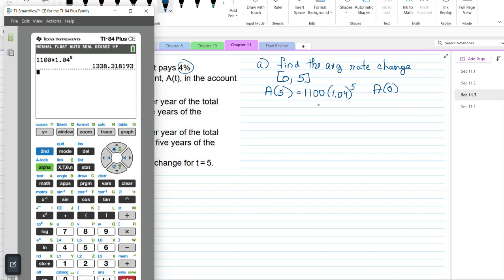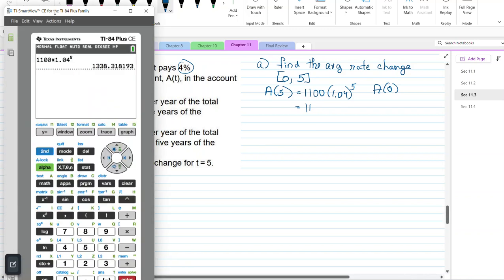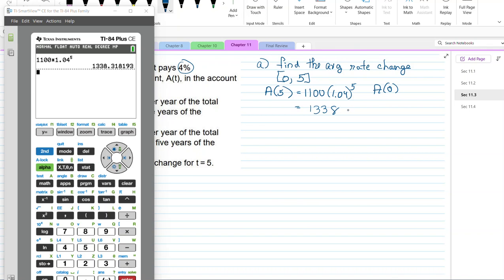And I get 1338.32. Yes, this is what's in the account after the 5 years.